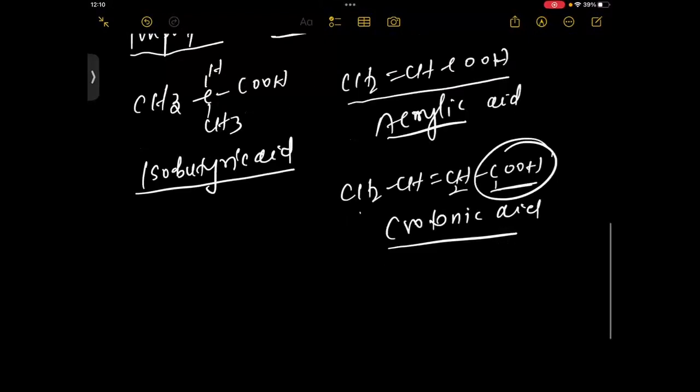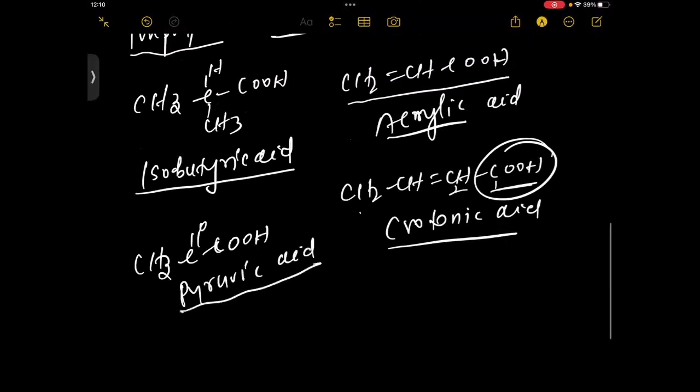Now we talk about CH3, C double bond O, COOH. This is called pyruvic acid. What we can say? It is called pyruvic acid. So this is the pyruvic acid.